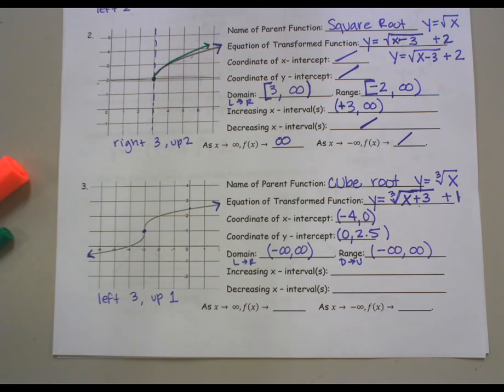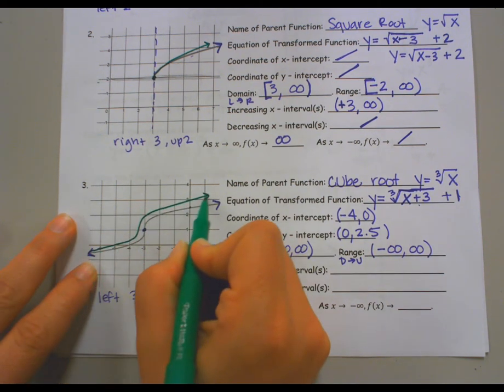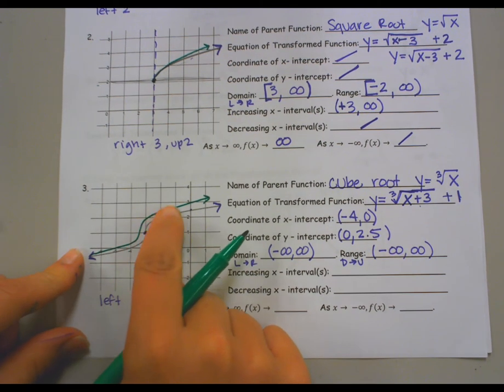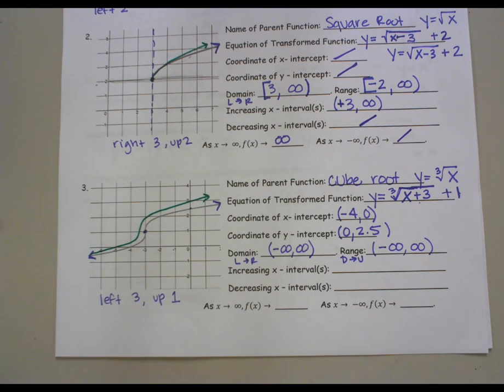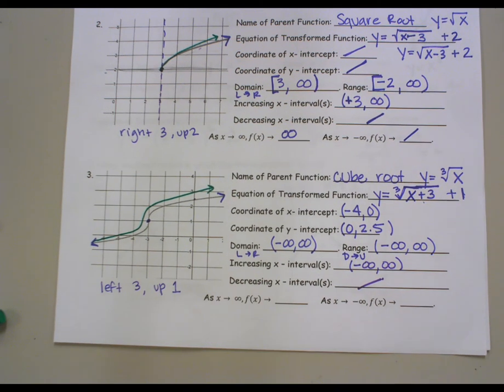Now when I need to write my increasing and decreasing x intervals, starting on the left of my graph, the leftmost point of my graph, I am increasing, increasing, increasing. At no point does this graph head down as you go from left to right. Remember, increasing and decreasing is as you read the graph from left to right. So if I trace with my finger, I am always increasing. I am always going up. So that means my increasing x interval is negative infinity to infinity. And I do not have a decreasing x interval. It never decreases. So there is no x interval where it decreases.